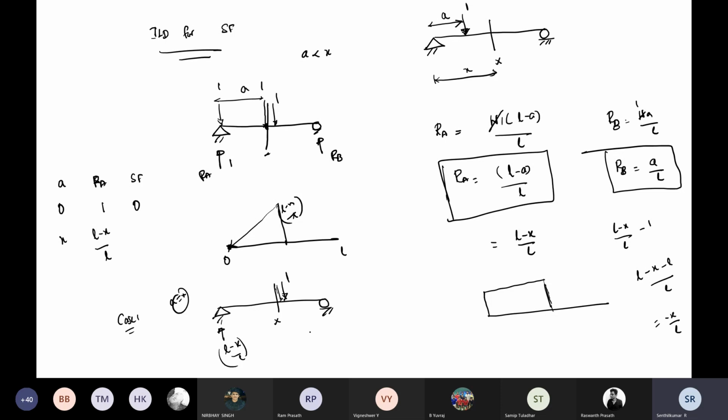So L minus A by L or L minus X by L. So now I'm just drawing the shear force diagram. It will start from here. I'm going to draw at X. Nothing will be there, right? Because here there is no load. So my value is L minus X by L. That is a positive value. It's a positive shear force.